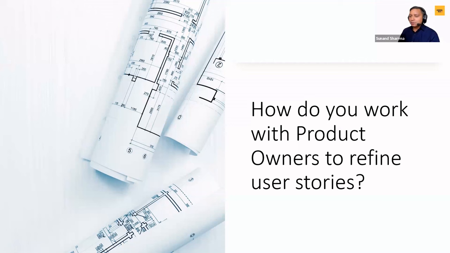So by maintaining open communication and collaboration, and ensuring clarity and prioritization, I help the product owner refine user stories effectively. Now, this ensures that the team has a well-defined and actionable backlog that leads to a successful project outcome. So that will be a short answer for this question.